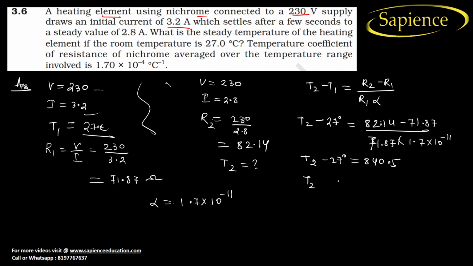From here we can find T2 is equal to 840.5 plus 27, which gives 867.5 degrees Celsius. This is the final temperature. I hope you have understood this question 3.6. So till 3.6 we have done. Let's go for the next question.